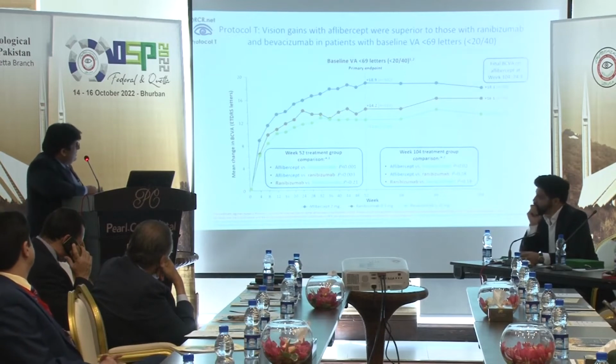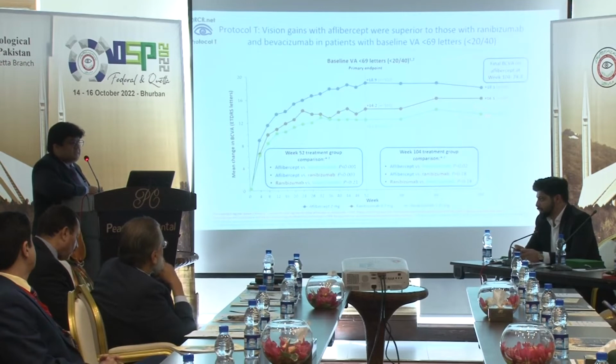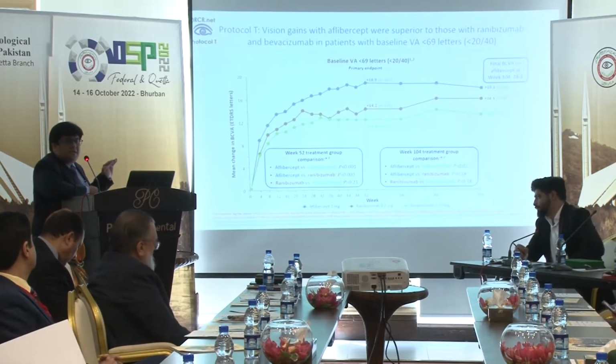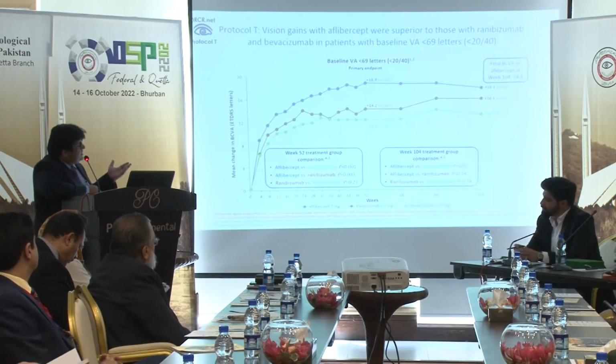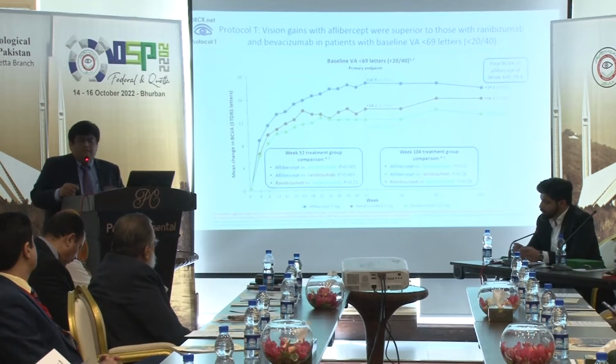But here you can see at week 104 of the treatment protocol, there is the persistent increase and maintenance of the visual acuity gained by those patients who underwent Afibercept. With ranibizumab, you can see there was a 16.1 letter increase in visual acuity on the ETDRS chart. I would like to comment on one thing: if there is an increase of 5 letters of visual acuity on the ETDRS chart, it means there is an increase of 1 Snellen line.